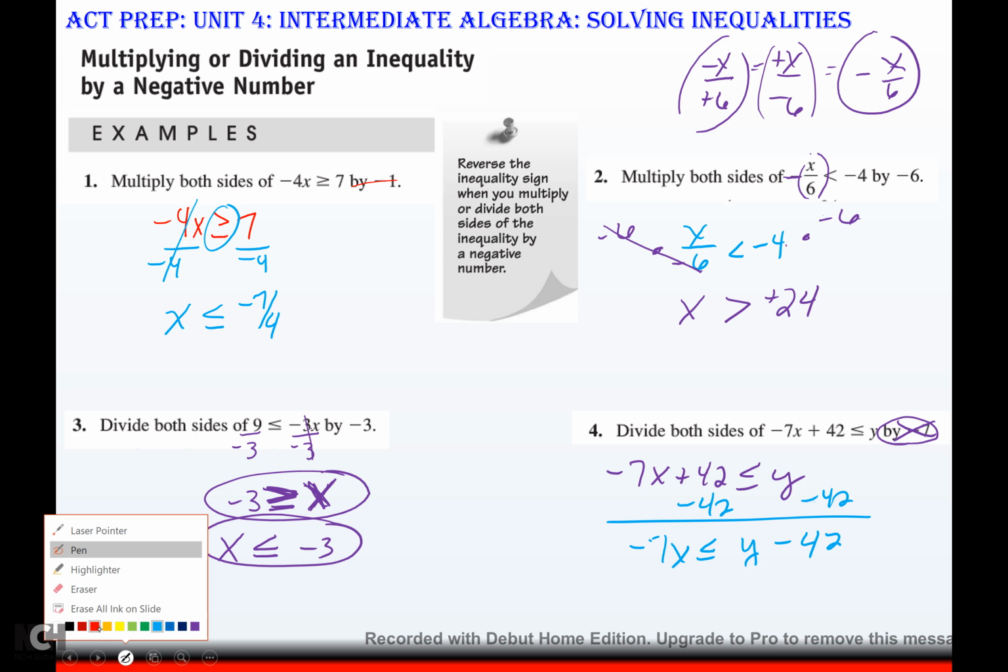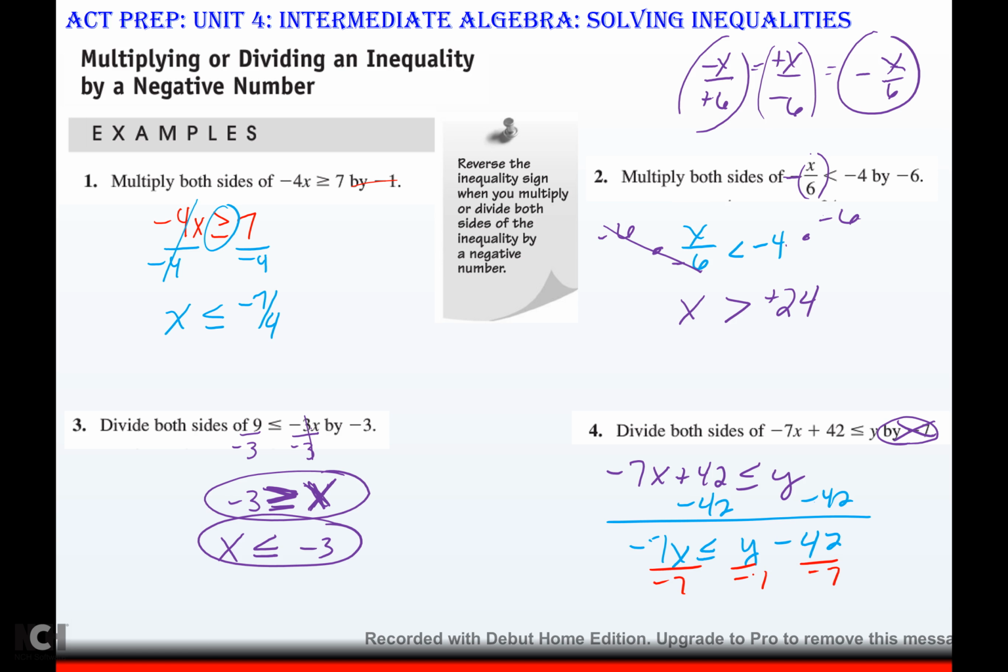Now, to get x alone, I'd have to divide by -7. And that would give me x. Now I'm dividing by a negative, so that's going to flip it. This is going to be -1/7 y, or y over 7. And this is going to be a +6. And that would be getting my x alone.